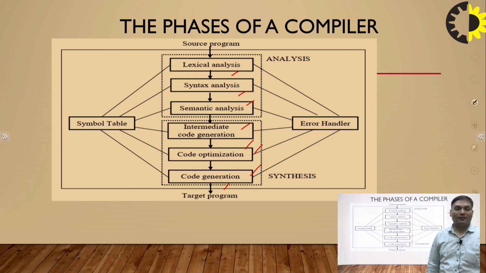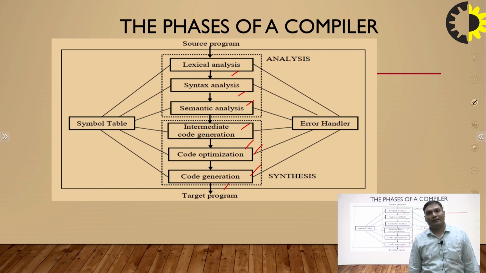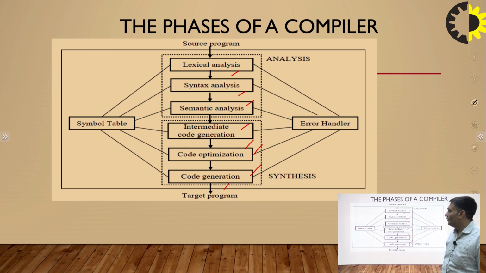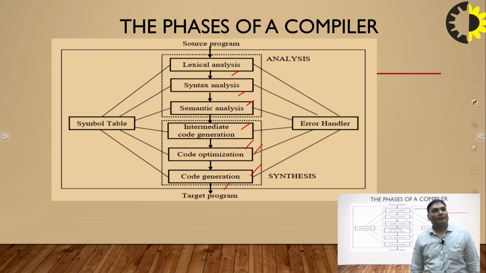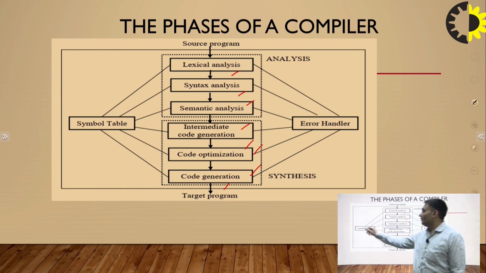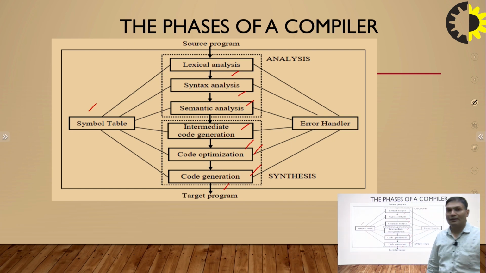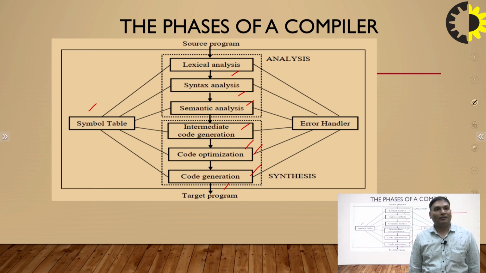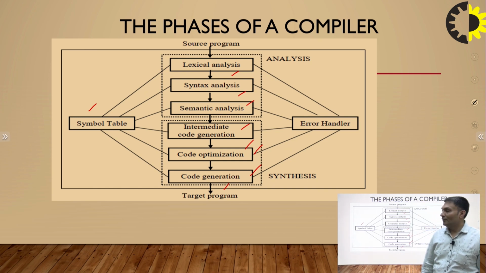Now, all the phases here are connected with the symbol table. The symbol table is basically a data structure for the compiler that stores data, which may be accessed before the compilation, during the compilation, and after the compilation. It is accessed by all the 6 phases of the compiler.